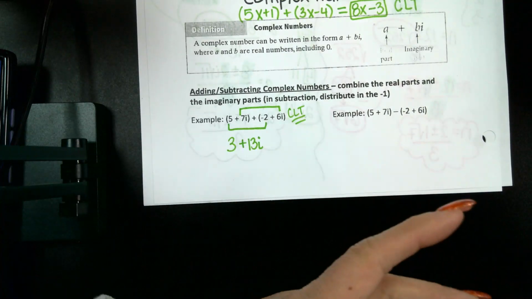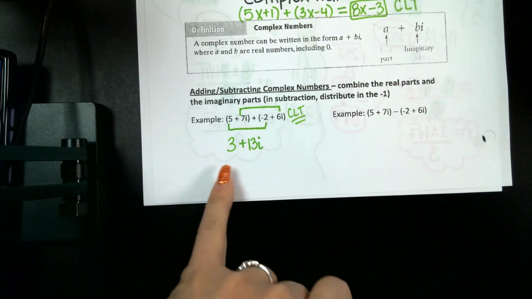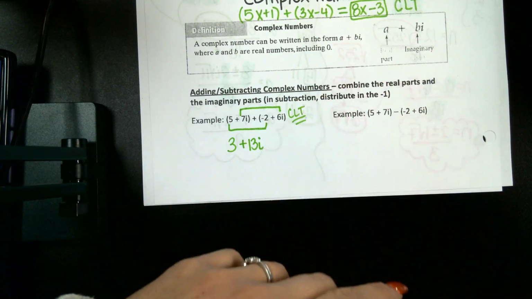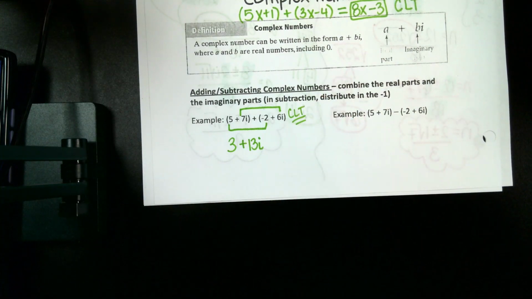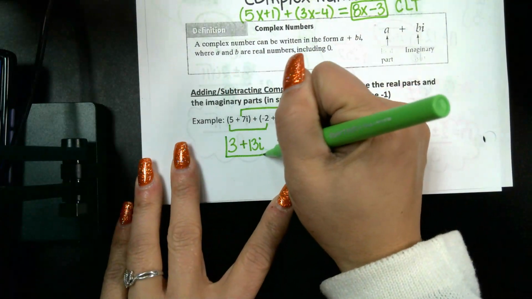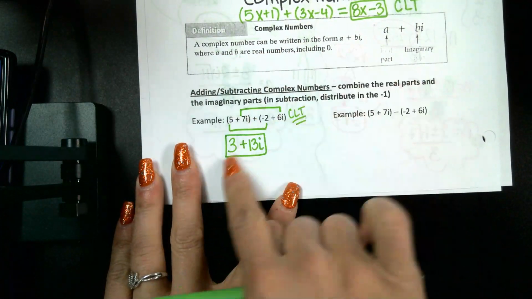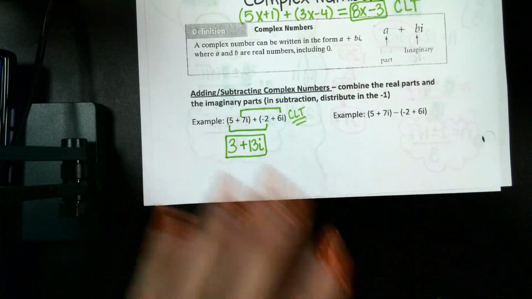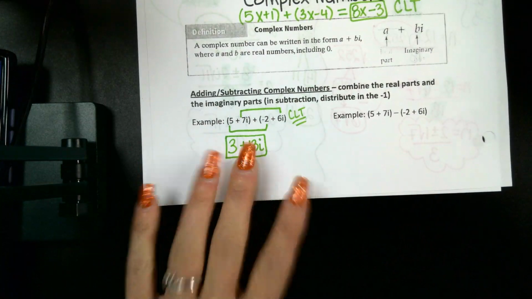In all honesty, does it really matter? I mean, if I wrote 13i plus 3, isn't that the same thing? I personally do not care which order you put it in as long as your signs are correct. As long as you have both of them positive, it doesn't really matter to me which one you put first, but the majority of the time you guys will see the real part listed first, then the imaginary. Okay? Is everybody okay with that example?